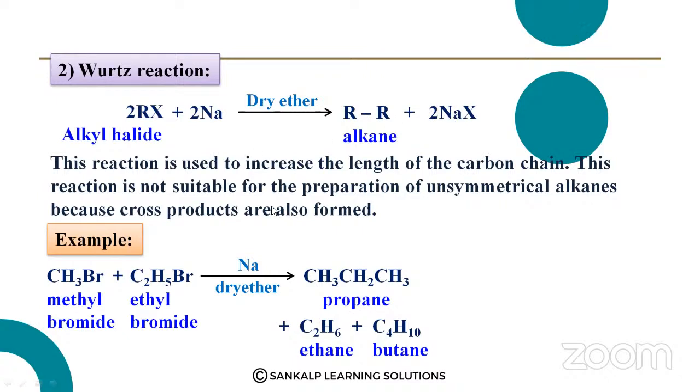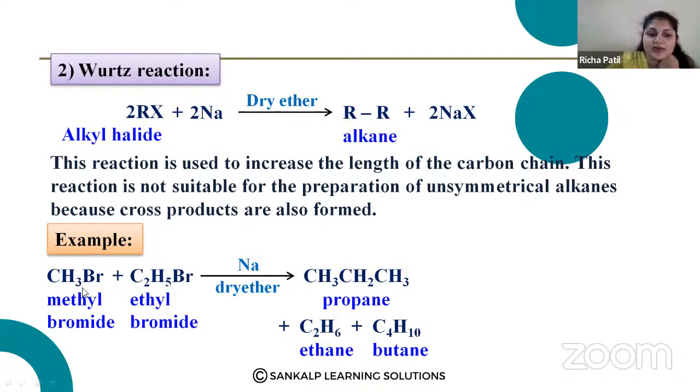So this reaction is used to increase the length of the carbon chain, and this reaction is not suitable for preparation of unsymmetrical alkanes because cross products are also formed. The alkyl halide is represented as RX, in the presence of sodium and dry ether. So remember, what is Wurtz reaction? Alkyl halide is reacted with sodium in the presence of dry ether. It gives you R-R, so it gives you an alkane.